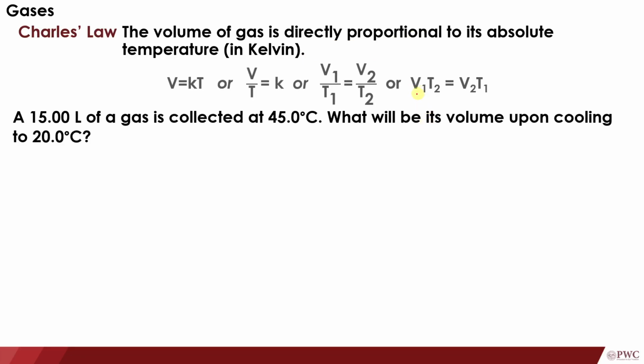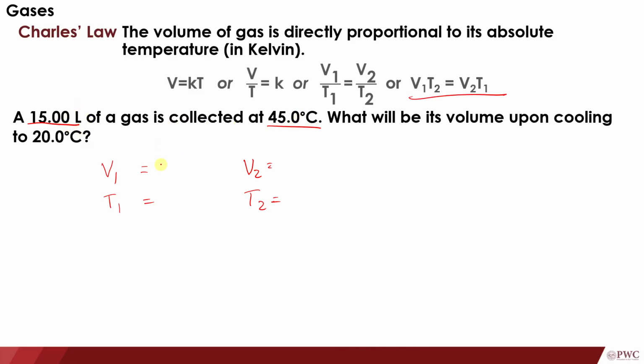So let's use this formula over here to answer this problem. A 15.00 liter gas is collected at 45.0 degrees Celsius. What will be its volume upon cooling to 20.0 degrees Celsius? So again, first recognize the givens. We have V1, T1, V2, and T2.